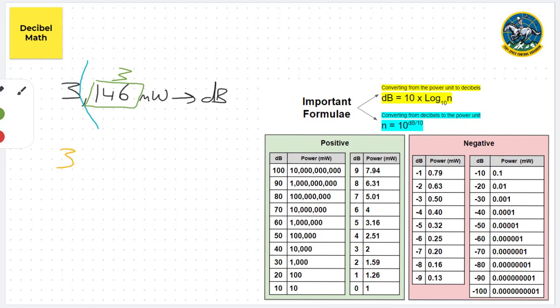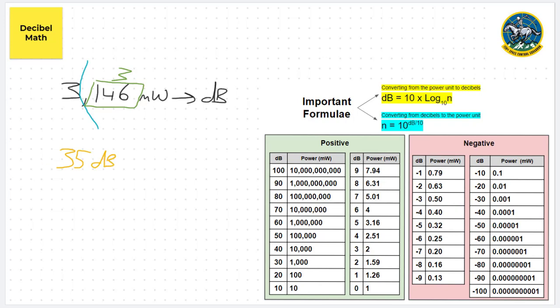Then, and this is just a little bit different, I want to look for 3.146, and I want to find a number as close as possible on my conversion chart. So I'm going to look over here. You'll see that I've got 3.16 right here, and this number is pretty darn close to 3.146. So I'm going to go with that number. I'm going to go with 5 dB, which will give us 35 dB.